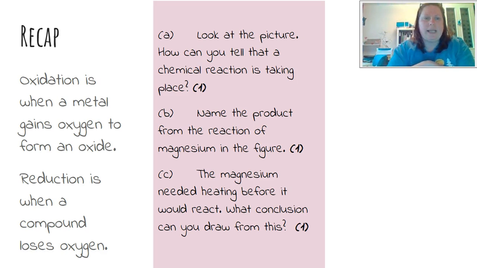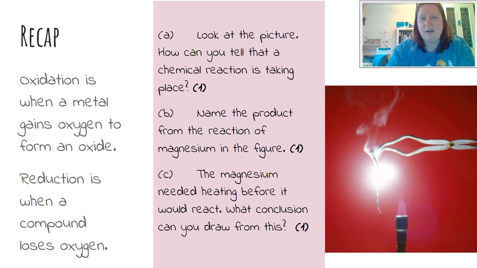So if we recap and take a look at the question attached from today's lesson, oxidation is when a metal gains oxygen to form an oxide. Reduction is when a compound loses oxygen. If we look at this photograph here of the magnesium that we burnt in class, look at the picture. How can you tell a chemical reaction is taking place? What can you see in the picture?